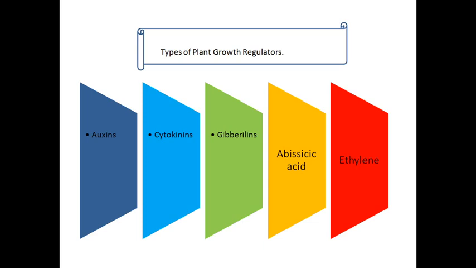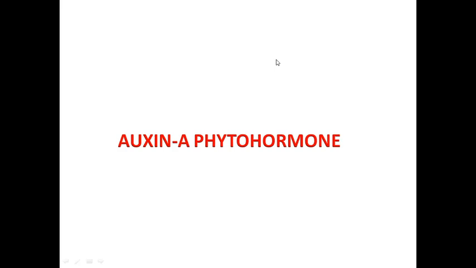Next, in plants, we have 5 types of growth regulators or phytohormones. Number one, auxins. Number two, cytokinins. Third, gibberellins. Next, abscisic acid, and then ethylene. There are others also, like jasmonic acid. I'll be discussing those also, but these 5 are the main plant growth regulators or phytohormones in a plant.